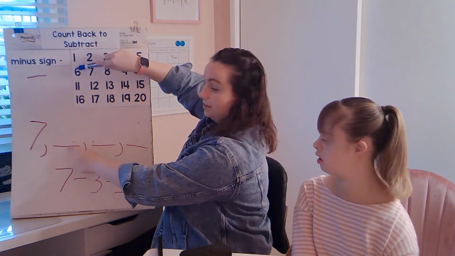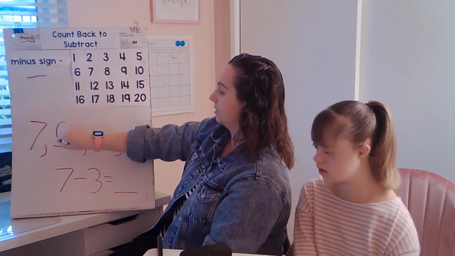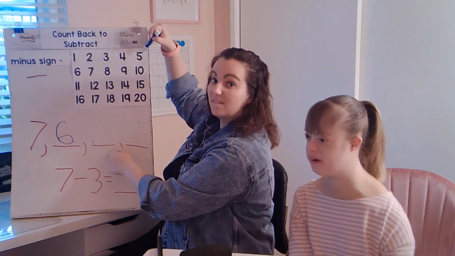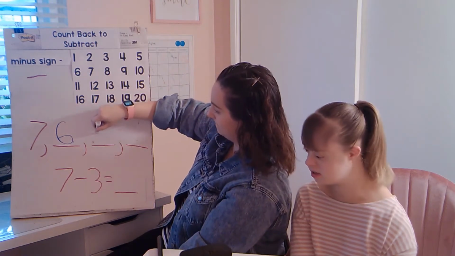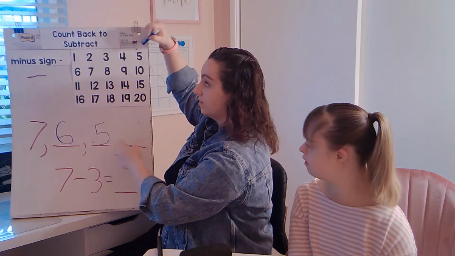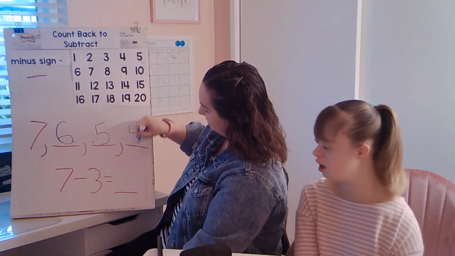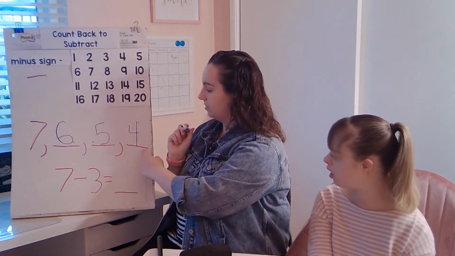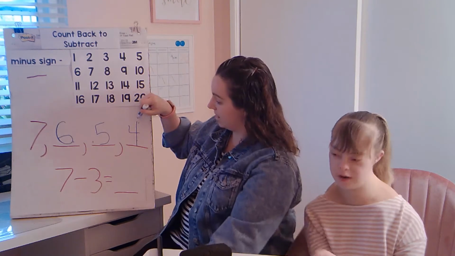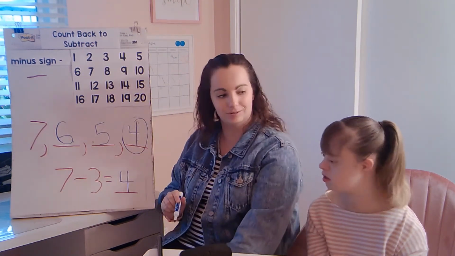We have 7, 6. Good. Write on your line to keep track. Keep going. 7, 6, 5. Good. So we had 7, 6, 5, 4. Yes. And what was the last number I had a space for? What's that last number I just wrote? I think 4. Yes, 4. So 4 is my answer.